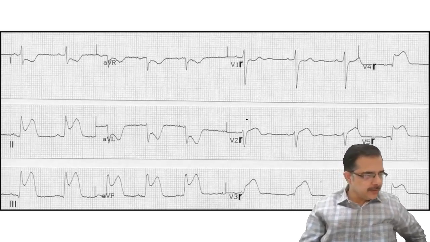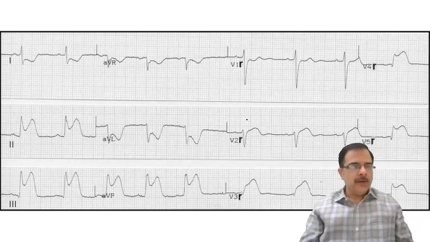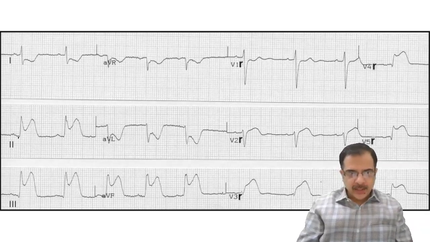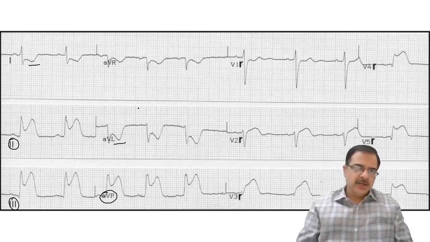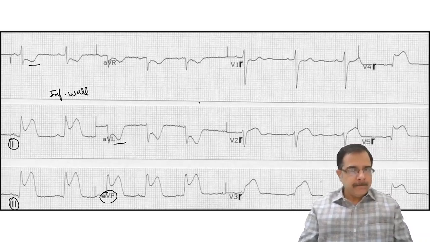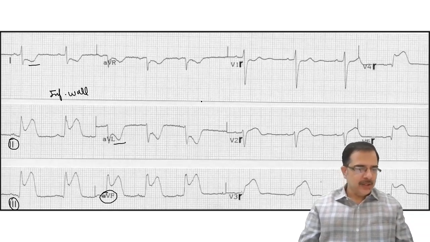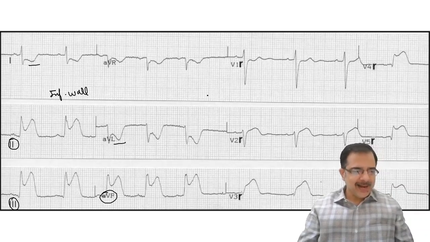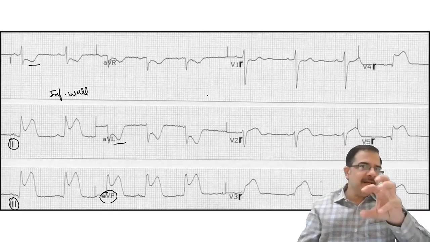Dr. Ravikant has given inferior wall MI. Yes, true. But what else? Yes, you are right. In 2, 3, AVF, there is ST elevation and with reciprocal changes in 1 and AVL. So no doubt it is an inferior wall MI, but there are other changes as well. So inferior and lateral wall MI combination is slightly uncommon.